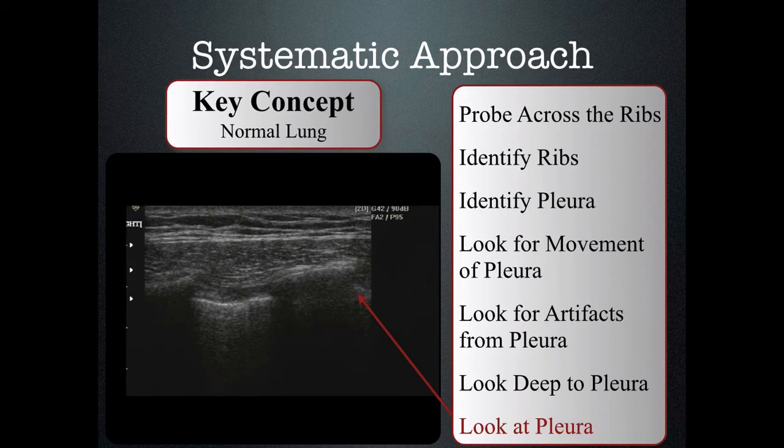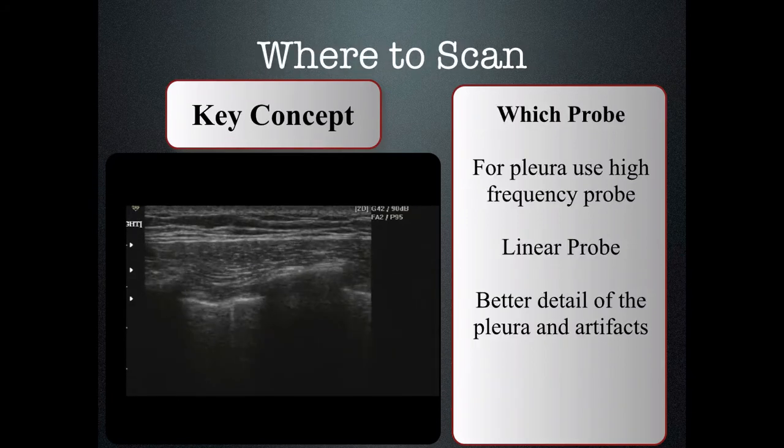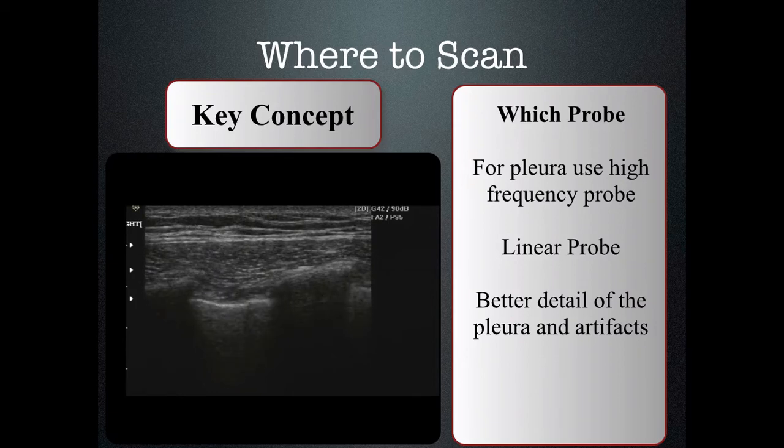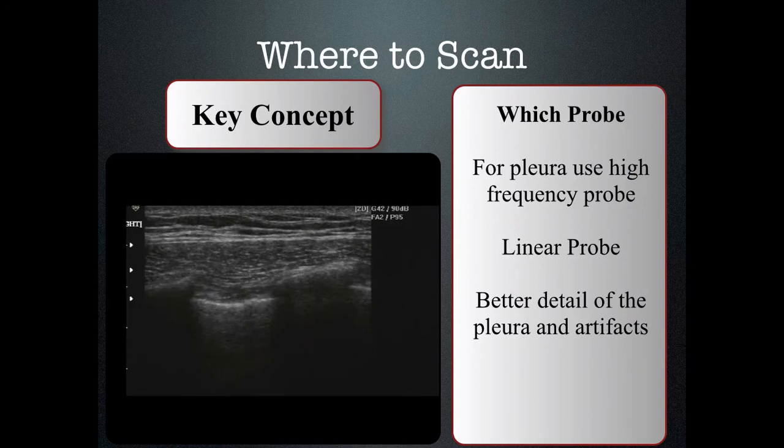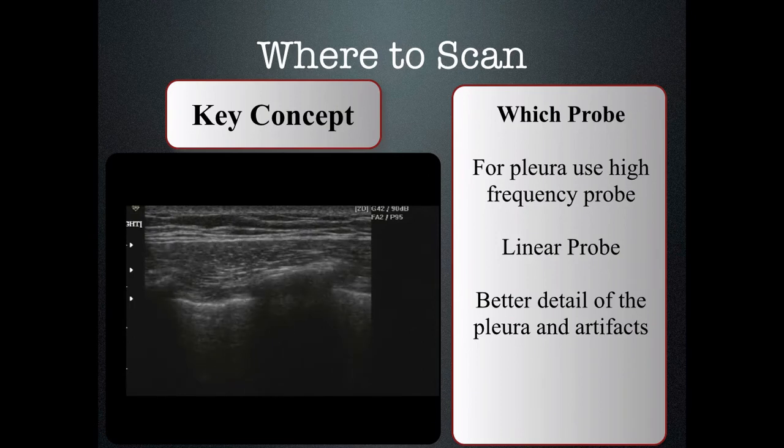Now we want to look at the pleura themselves. So, which probe are we going to use? We've talked about this before, but for the pleura, if we're interested in the pleura itself, we would like to use the highest frequency probe available. The linear probe is generally going to be our highest frequency probe. It's going to give us our best detail and our best resolution. And this is the one we want to use when we're looking just at the pleura itself.